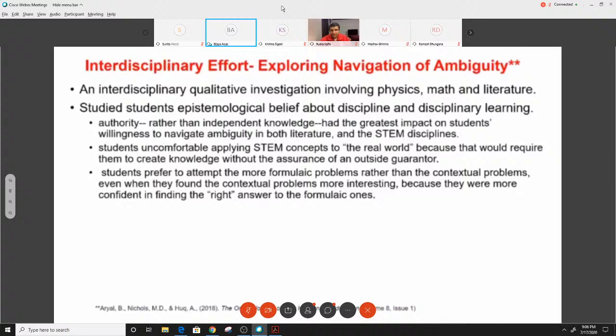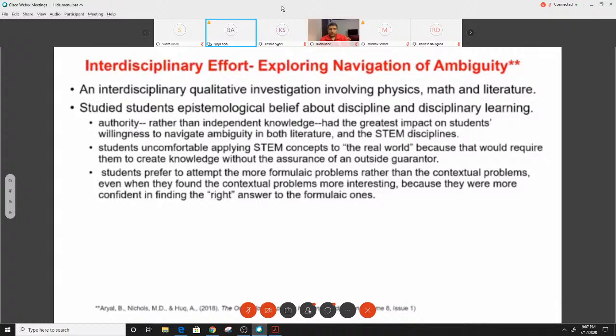From that study, what we found is, yes, they said that navigating ambiguity is good and possible in literature, but not in math and physics. But eventually, what we found is that they said authority is the main thing that has the greatest impact on their willingness to navigate ambiguity. Everybody is uncomfortable navigating ambiguity, whether they are talking about physics, math, or even literature, any discipline.